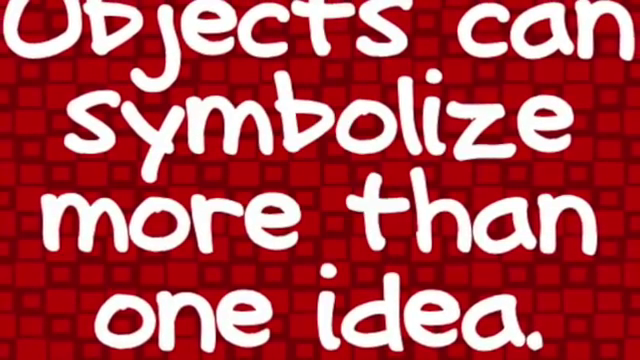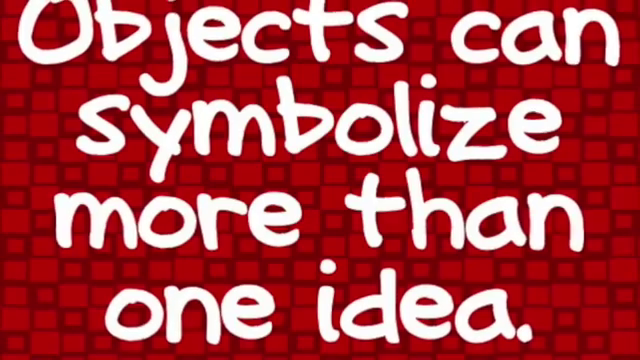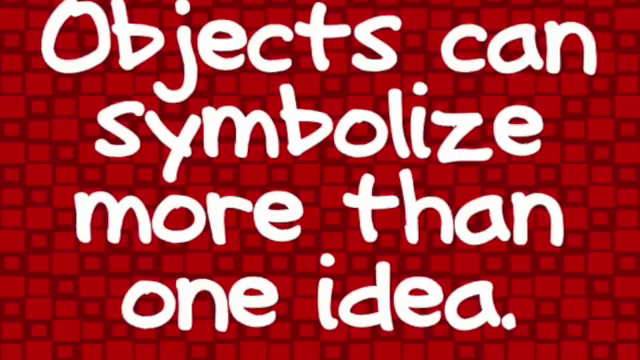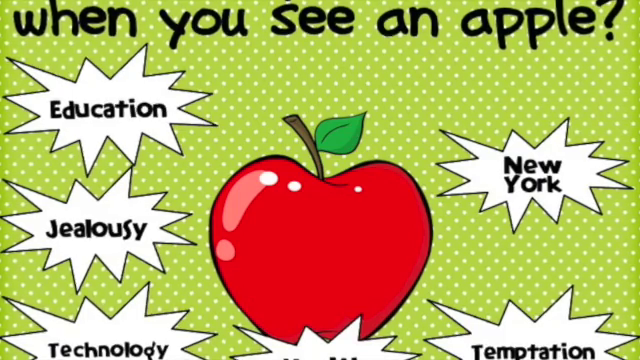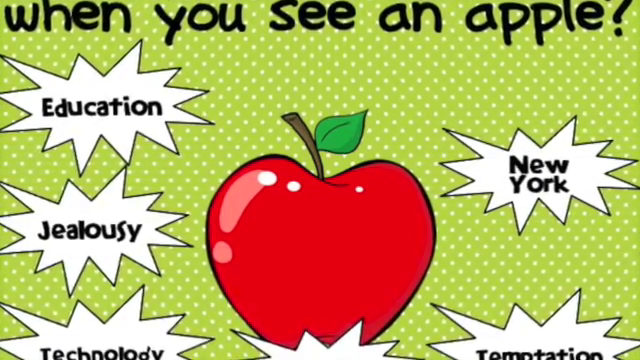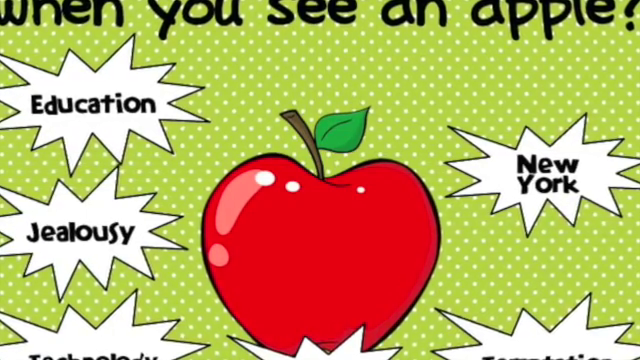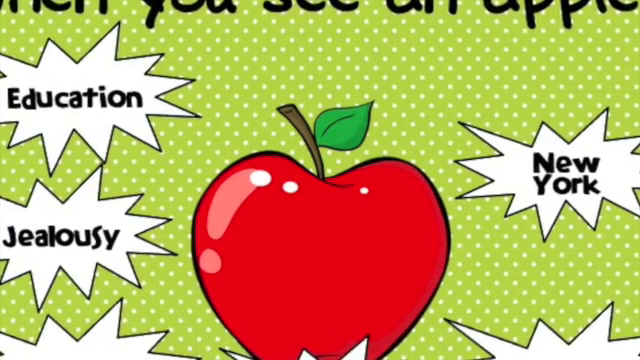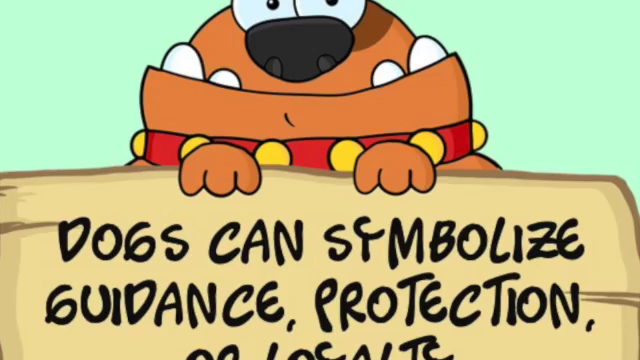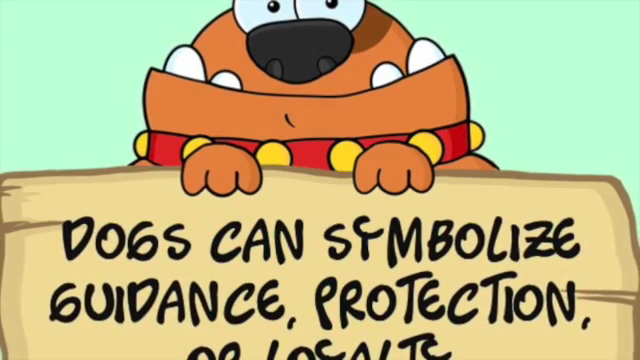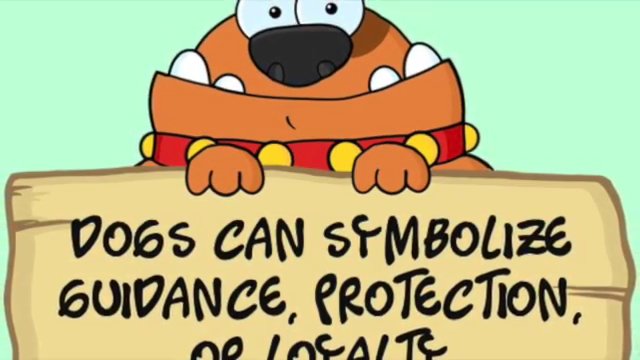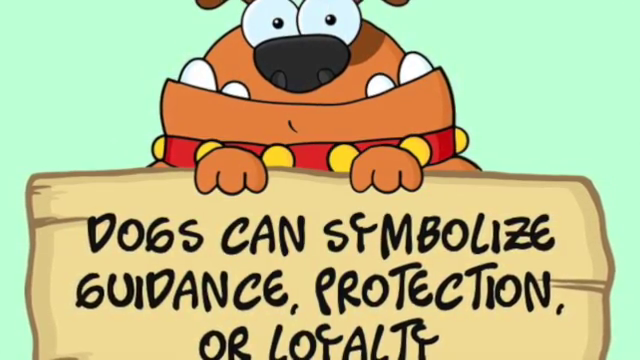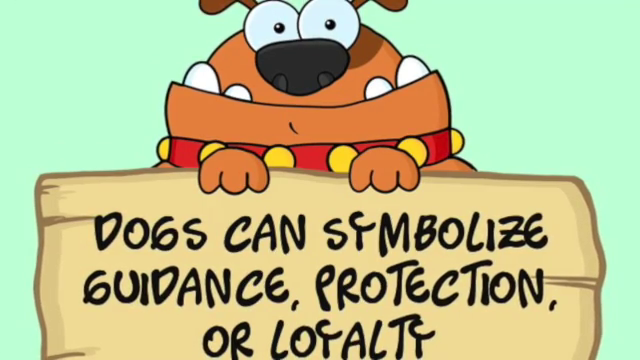Objects can symbolize more than one idea. If you take an apple, for instance, an apple might make people think of education, jealousy, technology, like your iPhone, New York, temptation. So an apple can represent many different things. Something like dogs can symbolize guidance, protection, loyalty. So if you're somebody who likes to be a protector of other people, you might put a dog in your symbolic portrait to represent that.